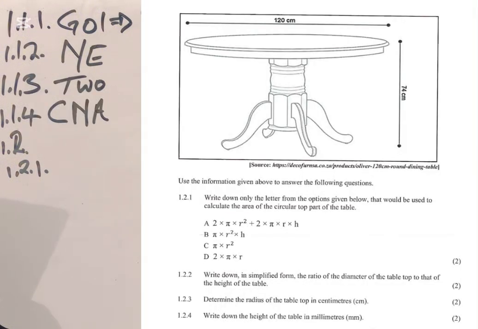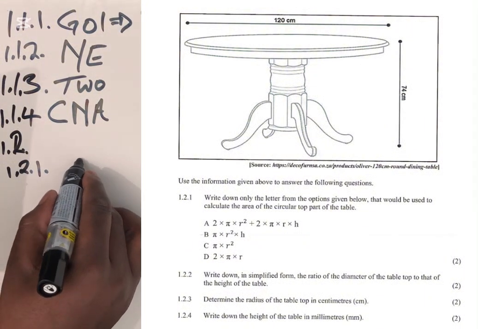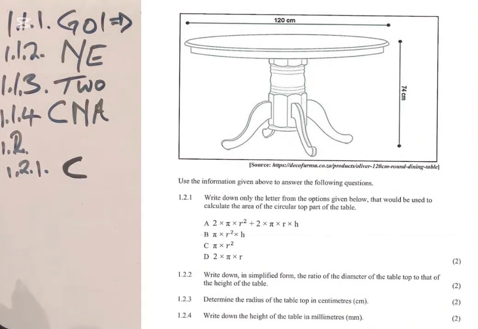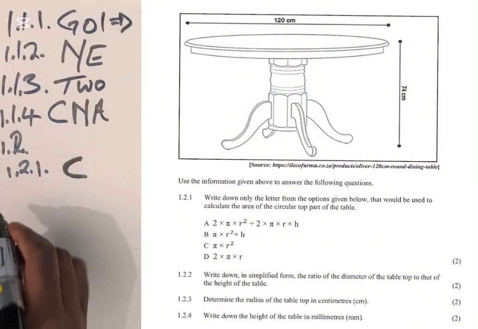Write down only the letter from the options given below that will be used to calculate the area of the circular top part of the table. So if you check here, the circular top part of the table is a circle. And how do we calculate the area of a circle? We know that we're going to say pi multiplied by radius squared. So the answer here is C, because C is the one that is giving us pi multiplied by radius squared.